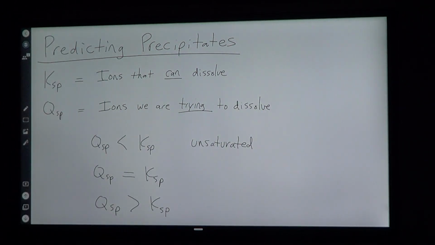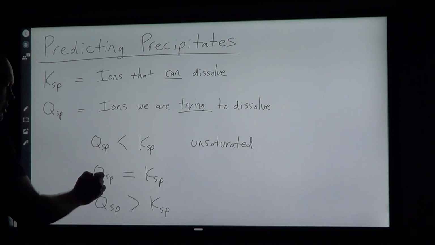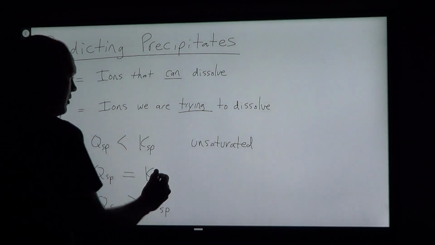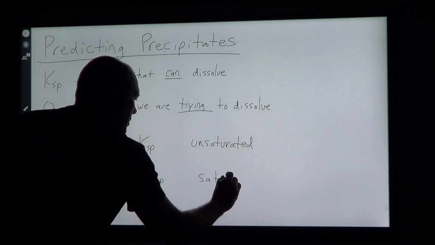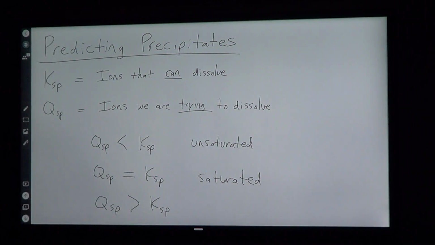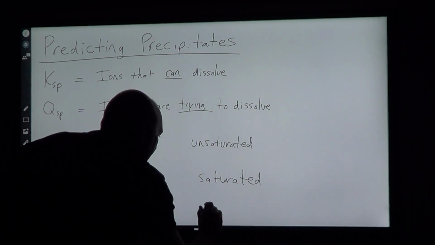Which means you will see no precipitate and it will fully dissolve. And you could even add a little bit more. If you somehow get your Q to be equal to the KSP, then you are at the maximum that the water can hold, which is our word saturated, which means that it will dissolve, but if you put one more little drop of what we're trying to put in there, it will no longer dissolve. And if your Q is greater than what the water can hold, then you will see a precipitate.